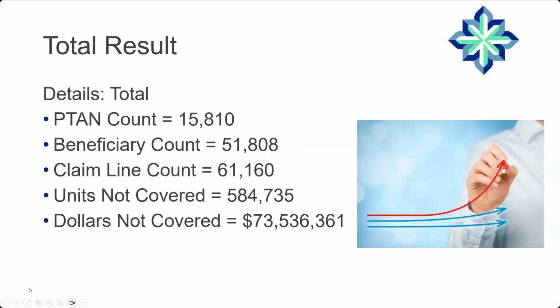All right. So to summarize, this is what we're going to summarize really quick. The data shows that the biggest thing that we want to look at is actually the bottom bullet point here, and it's $73 million, $536,361. These are not covered. Now, again, they're not covered because we denied them, they're unprocessable, they're all these different things. That's a lot of money.